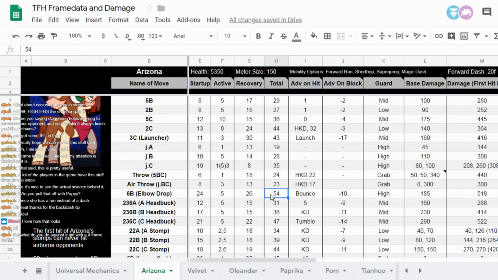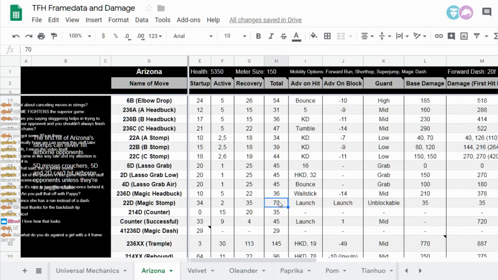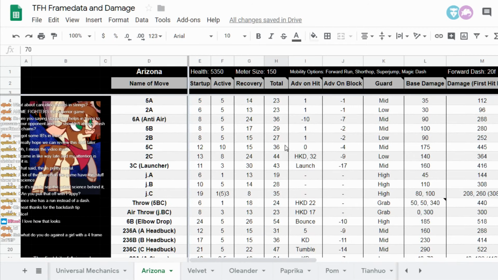You whiff your elbow drop, you're out of luck for almost a whole second, you know? You whiff Magic Stomp, 70 frames where you're vulnerable. So that's what the total frames are.